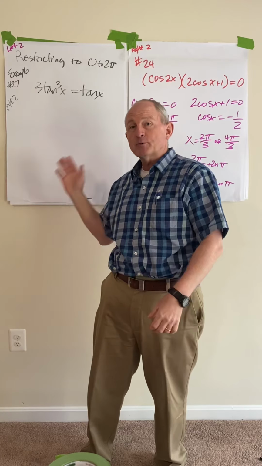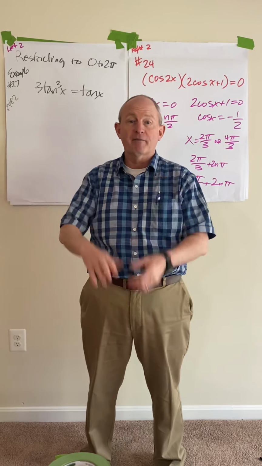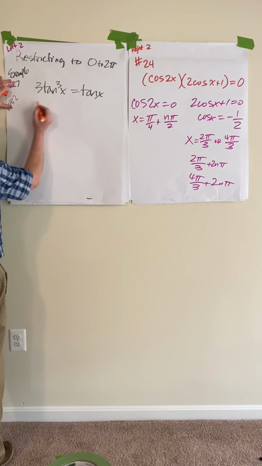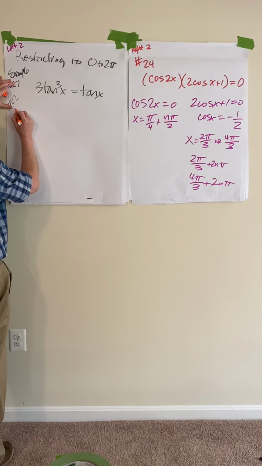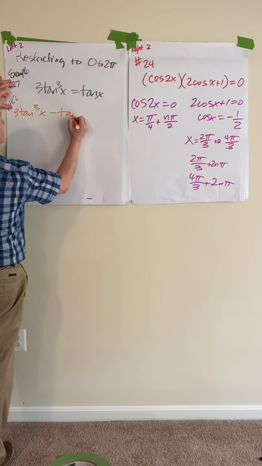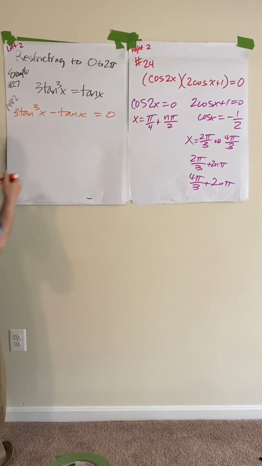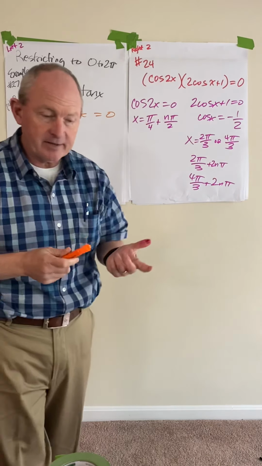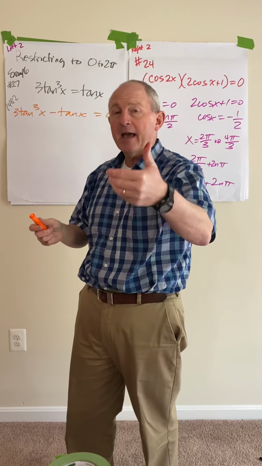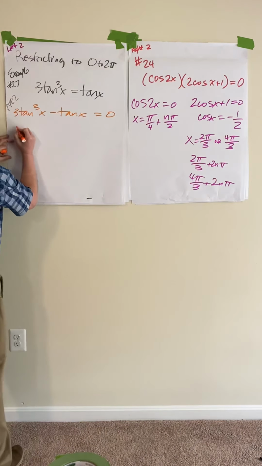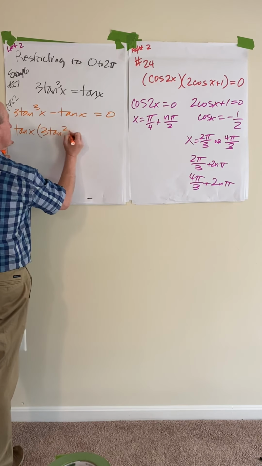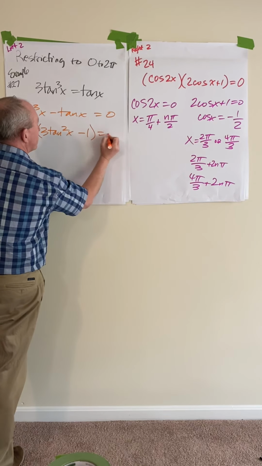So instead, we're going to do 2 things. We're going to subtract tangent from both sides, and we're going to factor. If I subtract tangent x from both sides, I have 3 tangent cubed x minus tangent x equal to 0. Now I have a greatest common factor, tangent x, and I can factor tangent x out. And I get tangent of x times 3 tangent squared of x minus 1 equals 0.